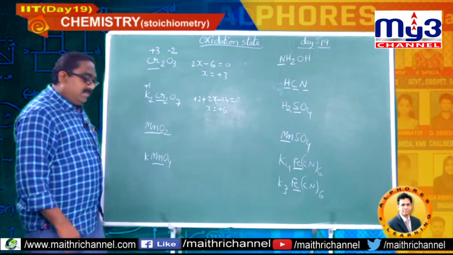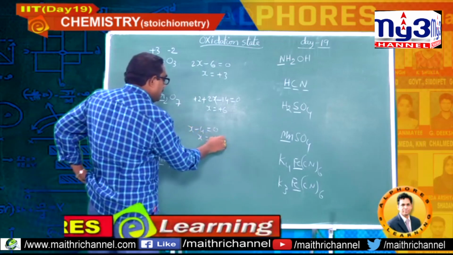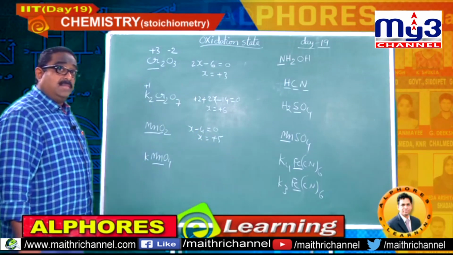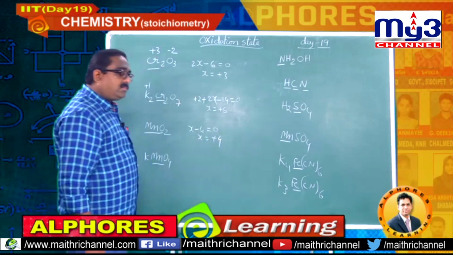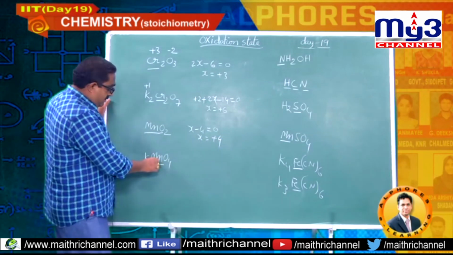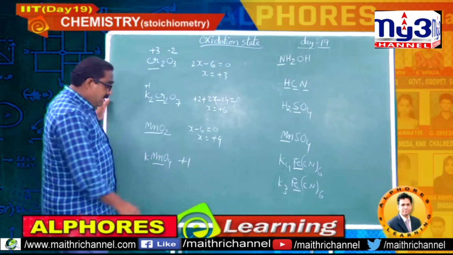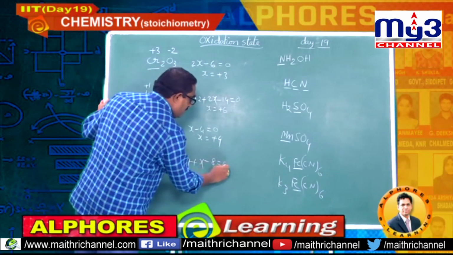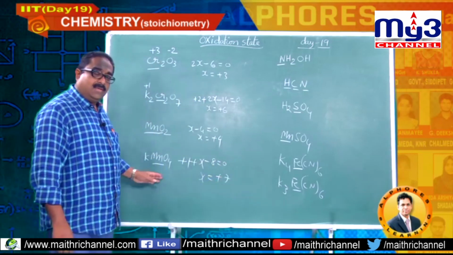Manganese dioxide: x minus 4 equals 0, x equal to plus 4. Seventh B group, plus 7 maximum, so plus 4 is fine. No problem. Here consider this: potassium plus 1, alkali metal, manganese plus x, for 4 oxygens minus 8 equals 0, x equal to plus 7. Acceptable, no doubt, normal oxygens only.